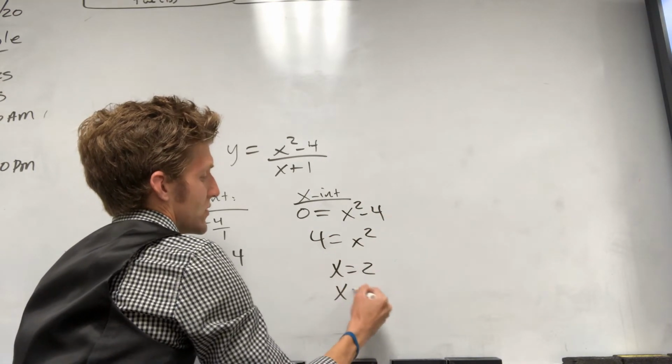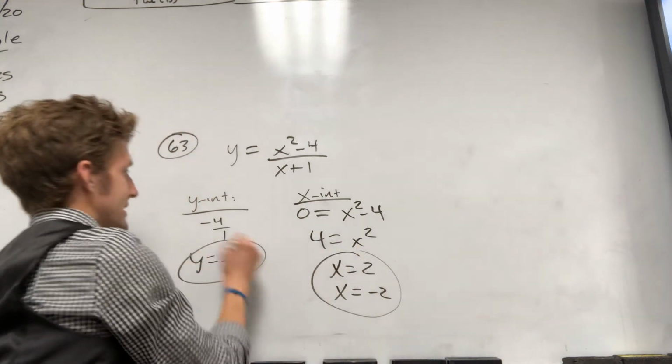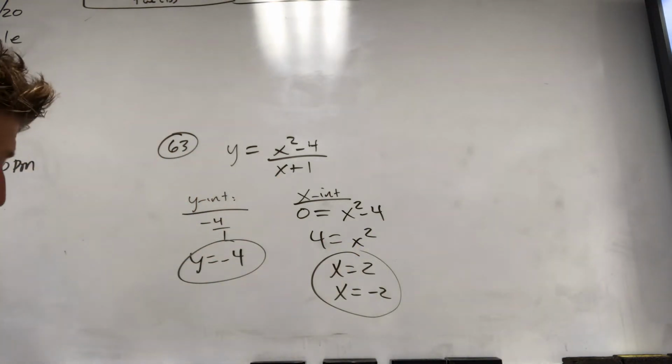x equals 2 and x equals -2 are your x-intercepts. x equals -1 is a vertical asymptote.